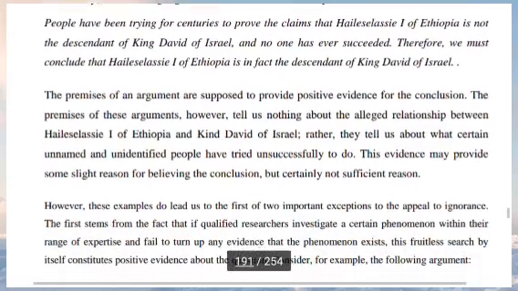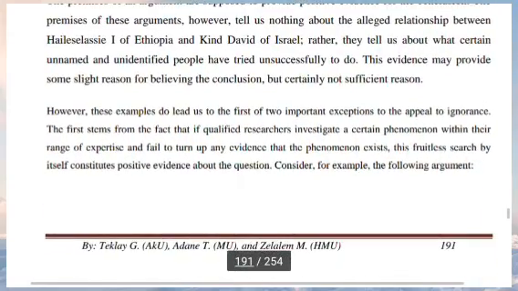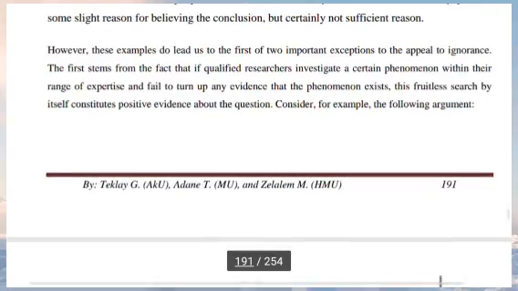For example, people have been trying for centuries to provide conclusive evidence for the claims of astrology, and no one has ever succeeded. Therefore, we must conclude that astrology is a lot of nonsense.